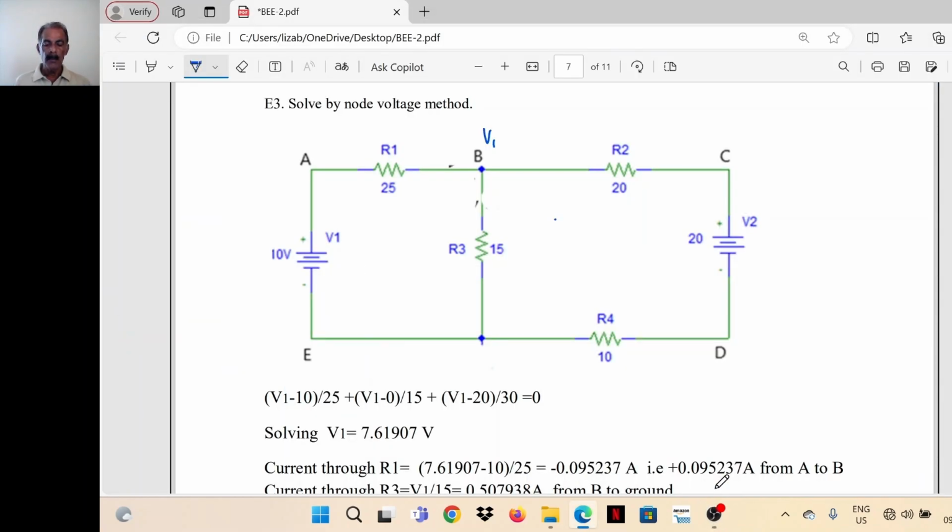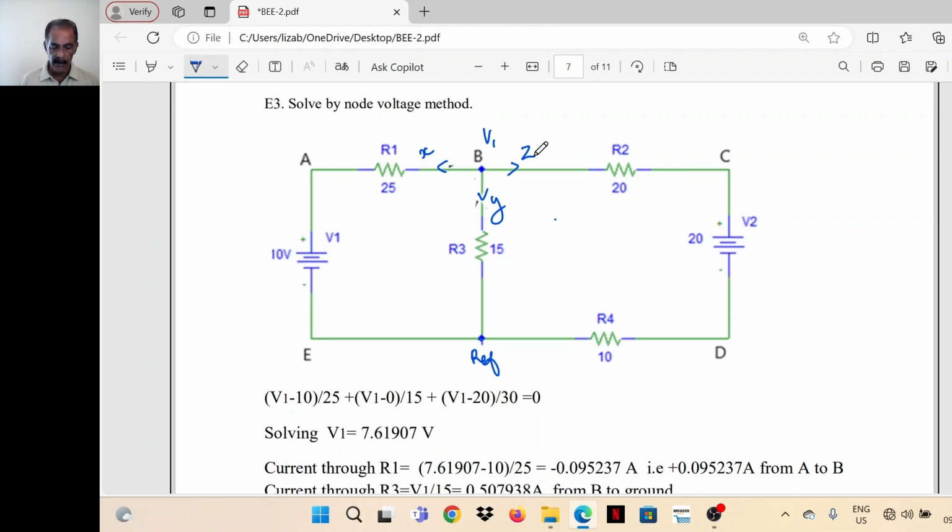Now we have to solve this problem by the node voltage method. So we have to find a reference point. Here this is the reference point, which is the ground. The potential at B, let's take it as V1. Assume all outgoing currents, say X, Y, Z. While solving, if we get a negative value for any one or more than one of these, then we reverse the sign. That will be the actual direction of the current.